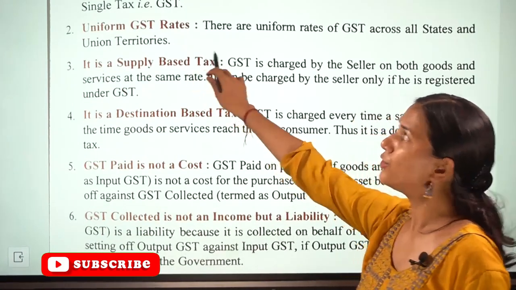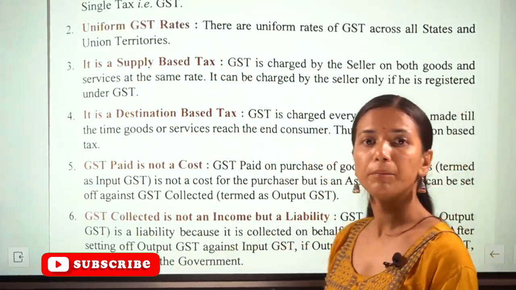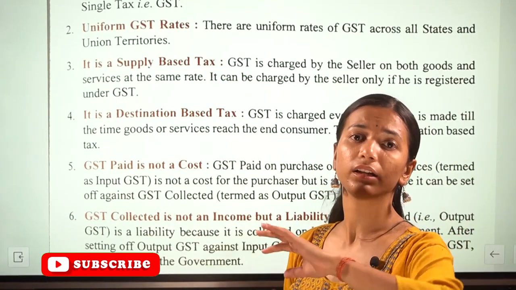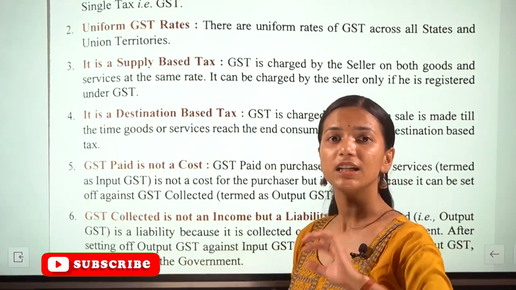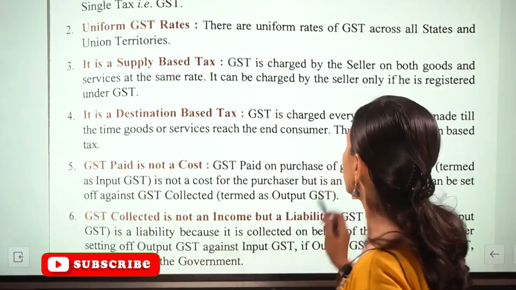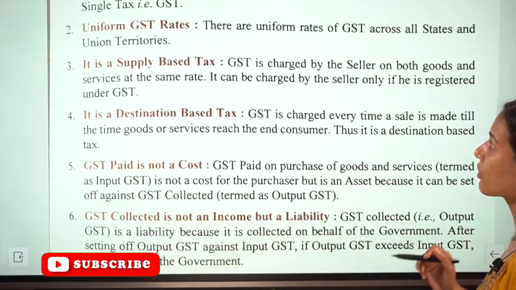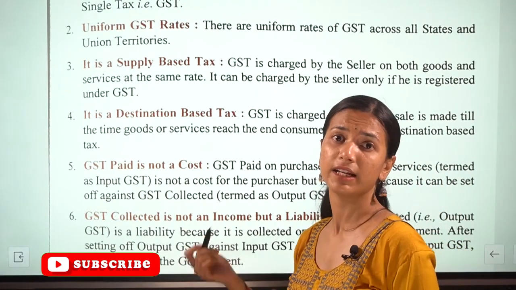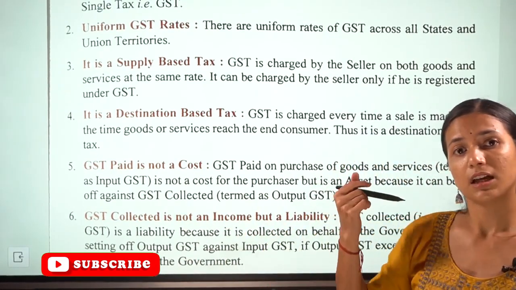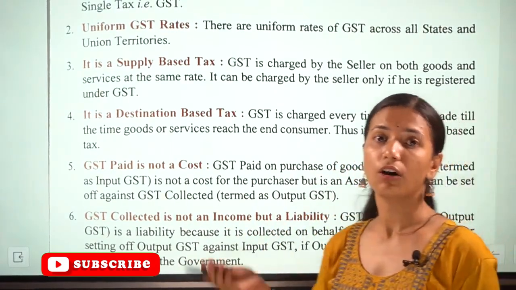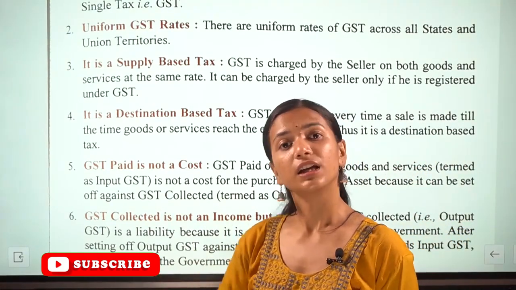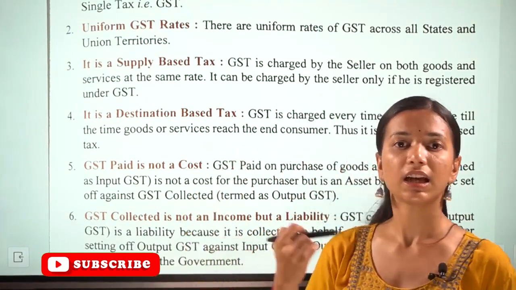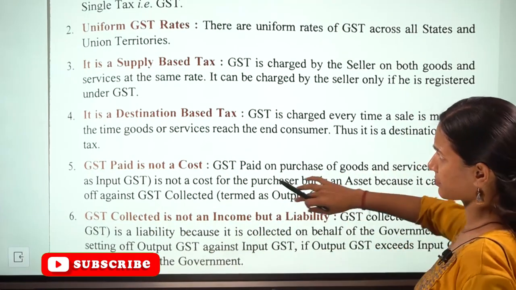Next we have uniform GST rates. Uniform means the rates will be the same in each and every state of India. So there are uniform rates of GST across all states and union territories. This has been set by the central government. So all the taxes that are levied will be the same in each and every part of India.